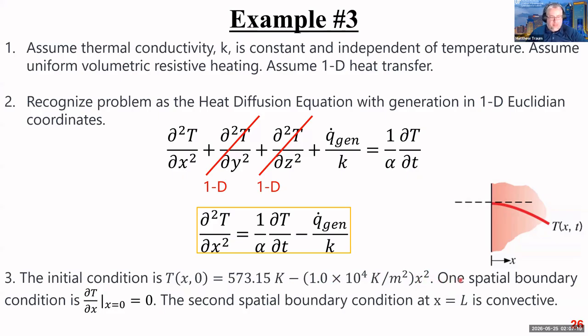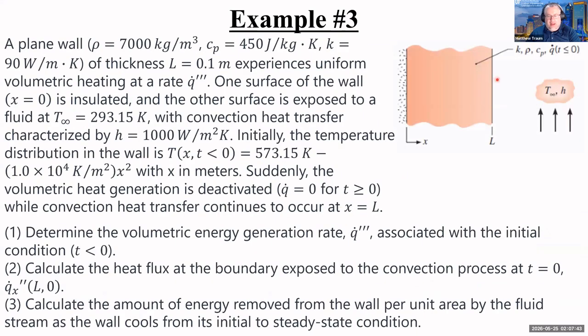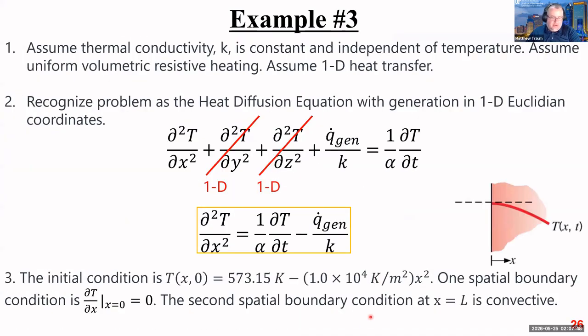And then one spatial boundary condition is, remember, we have an insulated wall. And so what that means is that the derivative of temperature with respect to x is going to be 0 at x equals 0, where that wall is. So that's one of our spatial boundary conditions. And then the other spatial boundary condition is that at x equals L, which is where the wall touches the gas, that's convective. And so we know what that equation is.